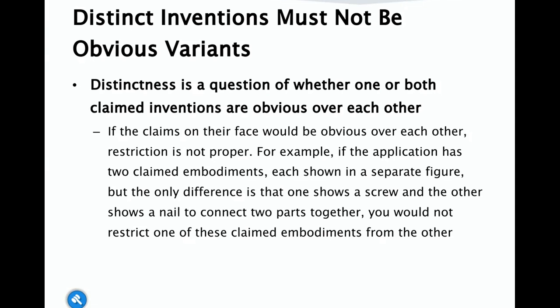While the nail and the screw may have the same effect and arguably the same operation, they clearly differ in terms of design. However, in order for the claims to the connectors to be considered distinct, the nail and the screw cannot be considered obvious variations of each other. Do you think it would be appropriate to restrict a claimed invention of a nail from a claimed invention of a screw? Most likely, no. The nail and the screw are obvious variations of connectors. Therefore, it would not be appropriate to restrict one claimed embodiment from another in this example.